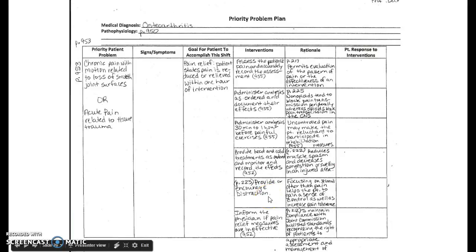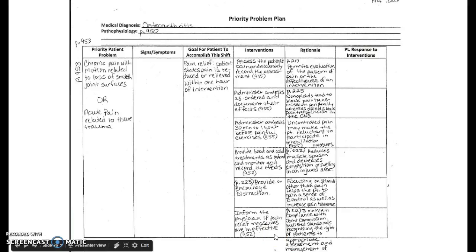Then I noticed on 223, so I'm getting these interventions from all over the place, but I love the intervention on 223, distraction. That's one of my favorites. So it's on 223, second column, right under the thing that says health promotion. Then it begins with distraction in bold, and it says, distraction refers to focusing on stimuli other than the pain. Distraction may help the patient to gain a sense of control as well as increase pain tolerance. So that's what I put. Provide or encourage distraction is my intervention. Focusing on stimuli other than pain helps the patient gain a sense of control as well as increase pain tolerance. So there's my intervention right there.